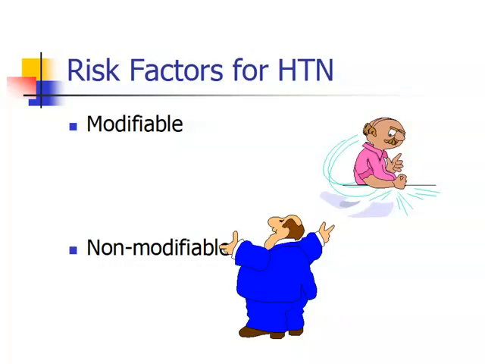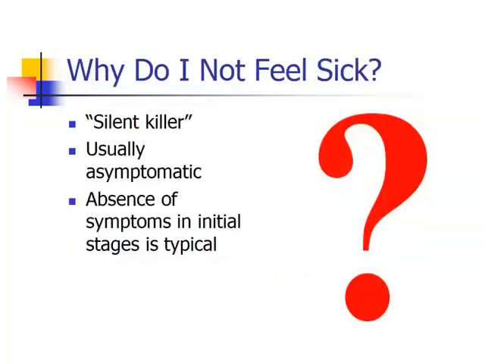Non-modifiable risk factors could include the patient's age, family history of hypertension or premature cardiovascular disease, and the patient's race. Typically hypertension is higher in the African American population, and also in the patient that may have diabetes. So remember, hypertension is more common in men than women until after menopause, and then the incidence increases after that. It's known as the silent killer because patients don't feel sick in the early stages of hypertension elevations.